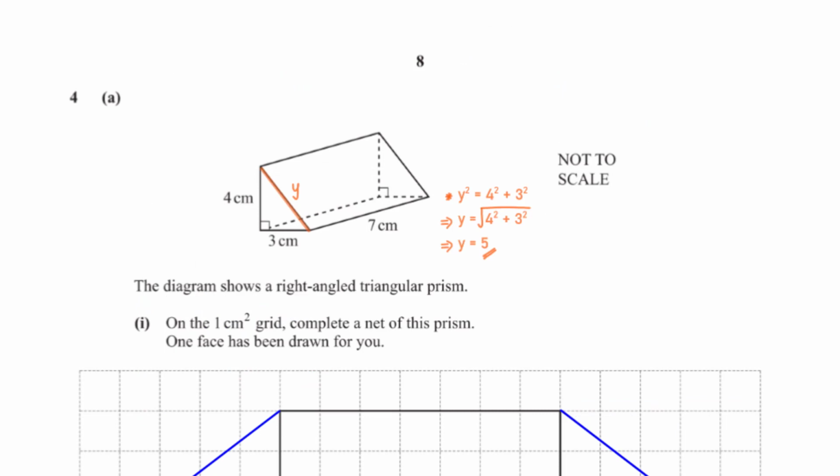The diagram shows a right-angled triangular prism. On the 1 cm square grid, complete a net of this prism. One face has been drawn for you. First, we need to find y, which is the hypotenuse of the triangle and the width of the sloping rectangle. To get y, we apply the Pythagoras theorem. This gives us y squared equals 4 squared plus 3 squared. When we make y the subject, we get y equals 5.